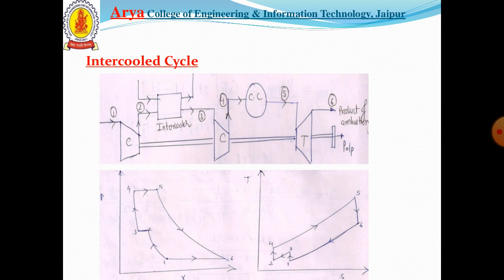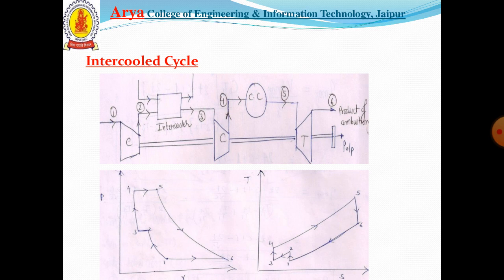The configuration diagram of the intercooled cycle is shown in the figure. Here we are using two compressors. The first compressor is considered as a low pressure compressor and the second compressor is considered as a high pressure compressor. Between these two compressors there is an intercooler that reduces the temperature of the compressed air coming from the first compressor by absorbing the heat from the compressed air and transferring it to the atmosphere or cooling medium.